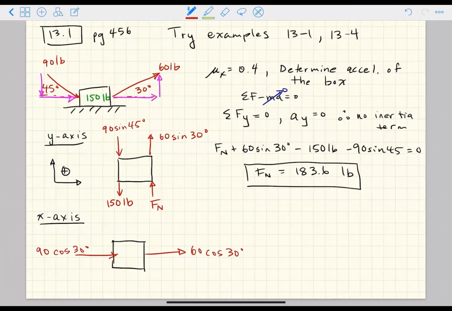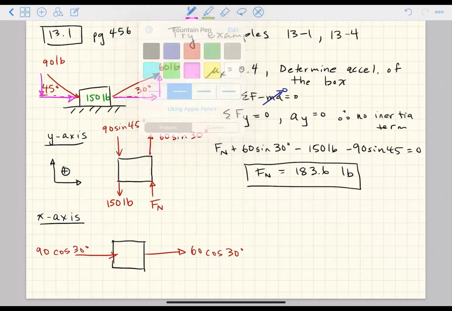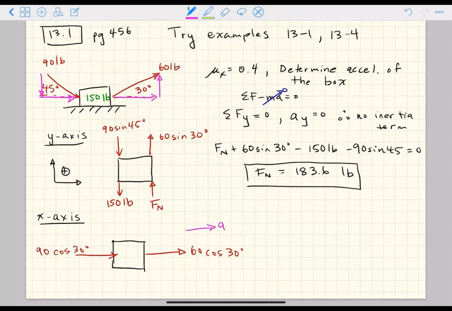So for the frictional force, we assume we have two external forces going to the right. That means we should assume then that it is accelerating to the right. If it's accelerating to the right, that means that we have an inertia term, ma, acting to the left. And we also have, same thing, a frictional force acting to the left. And that would be mu k times Fn.